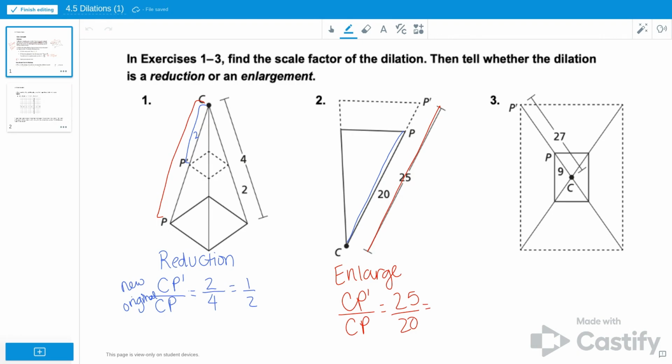If you're leaving it as a fraction, please reduce it. This reduces to 5 over 4 or 1.25. And this is K. I'm not great about writing that, but that's K.